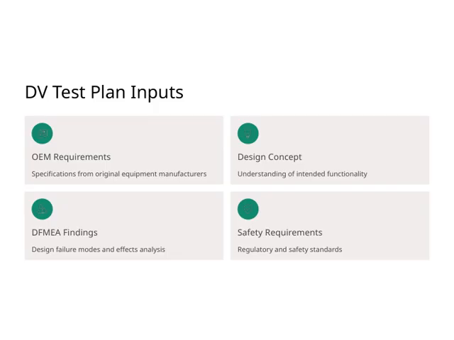Next, we consider the design concept. This reflects our understanding of the intended functionality of the product. Knowing how the system is supposed to work helps us identify potential failure points and areas that need rigorous testing. Then, we look at DFMEA findings, which stands for Design Failure Modes and Effects Analysis. This is a systematic approach to pinpoint possible failure modes in our design and assess their potential impact. By analyzing these, we can prioritize testing efforts where they're most needed.